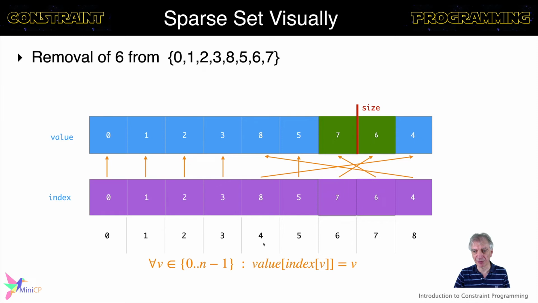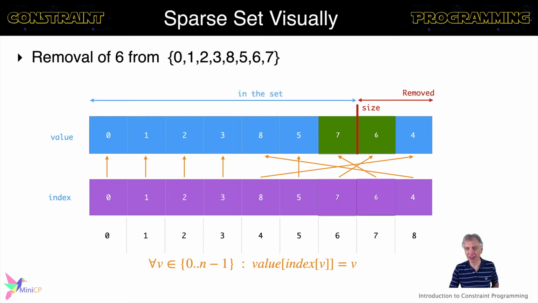If I try to see if 4 is inside the array, its index is 8. The size of my array is 7. Obviously, it's not there. If I'm trying to see if 7 is inside the array, it's in position 6, which is smaller than 7, and therefore the value 7 is inside the array. Nice. Once again, these are the values which are inside the set, and these are the values which are removed. To the left of size, you are in the set. Right of it, you are removed. Nice.